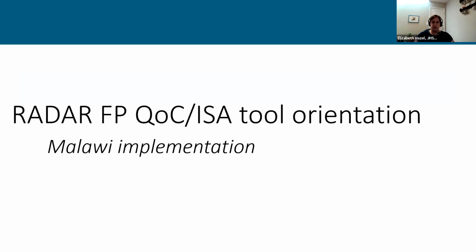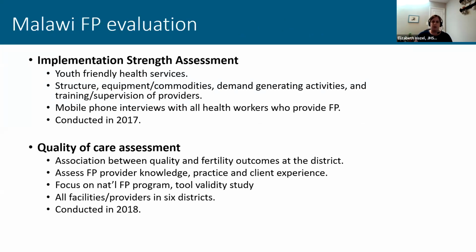So I'll start by doing a really quick overview of the tools and then talk about the Malawi implementation a bit. So for the Malawi family planning evaluation, we did 2 different assessments conducted at different times and responding to specific questions from the Ministry of Health. The first one was an implementation strength assessment. The focus of those tools and that assessment was youth-friendly health services. It measured structure, equipment, commodities, supervision, training, and it was mobile phone interviews with all the health workers that provide family planning. So it was a census of the whole country, and it was conducted in 2017.